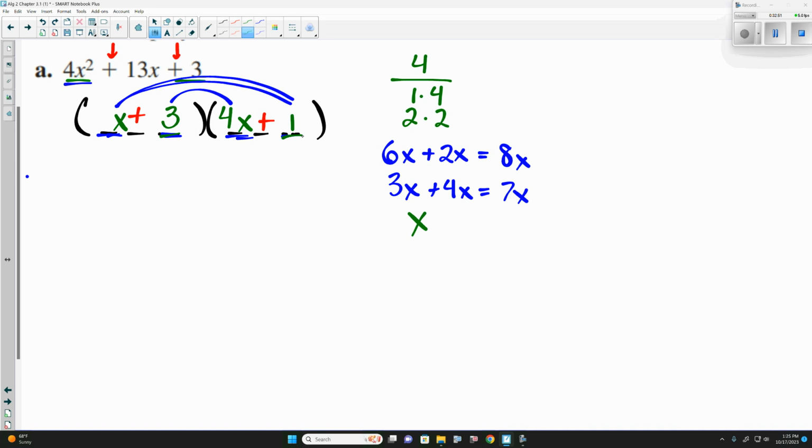Here, switching the 1 and 3 now gives us this x times 1. But it also tells us 3 times 4x, which is plus 12x. And x plus 12x, is that the middle term we wanted?